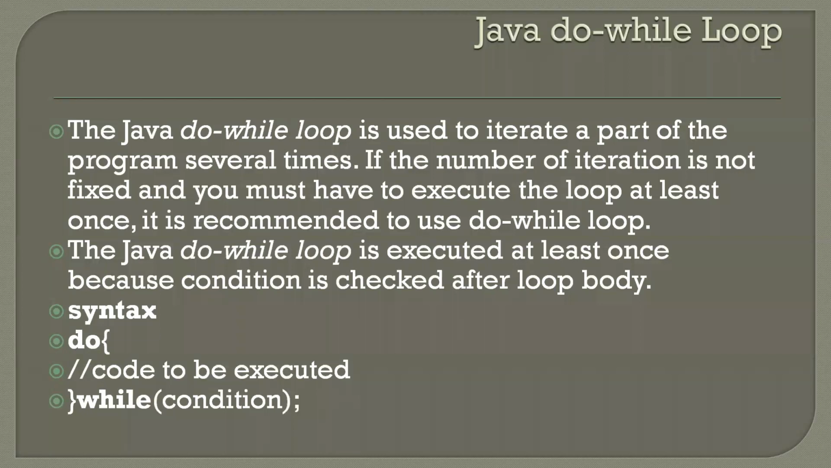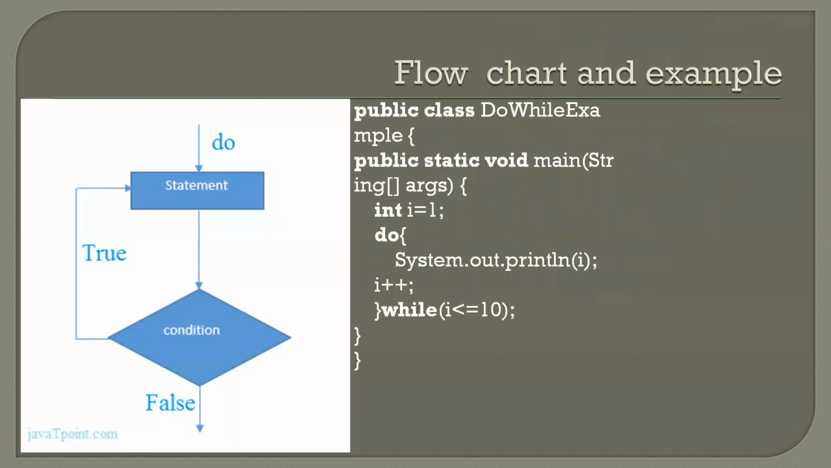So let us see the syntax here. We have a keyword called do, and there will be some body to be executed. After the do, we have a while condition: the while keyword followed by a condition, ended with a semicolon. So let us look at the flowchart here. First we execute the statements and then we check the condition. If the condition is true, again we execute the statements. If the condition is false, we just come out of the loop.